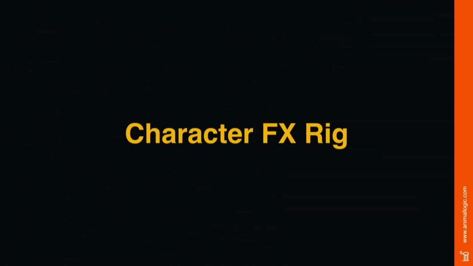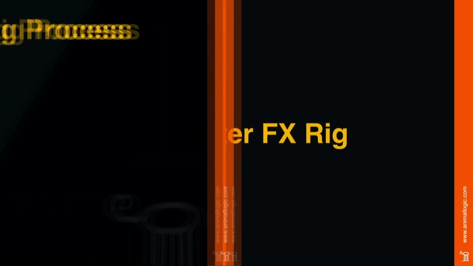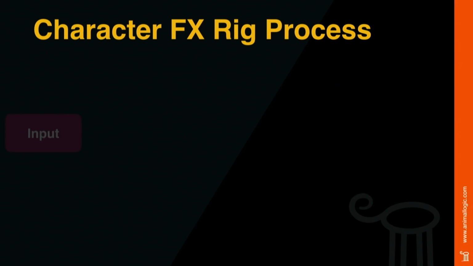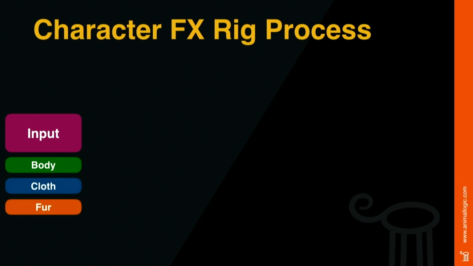So we do all of this within something we call a character effects rig. Now, it's not like a rig you'd have in Maya for animating something. It's just the term we use for our setup within Houdini. So I want to look at a high overview of what this Houdini process does. So basically, we first get the input from animation. That's a cached USD file. And that USD file includes body geometry, cloth, and fur.